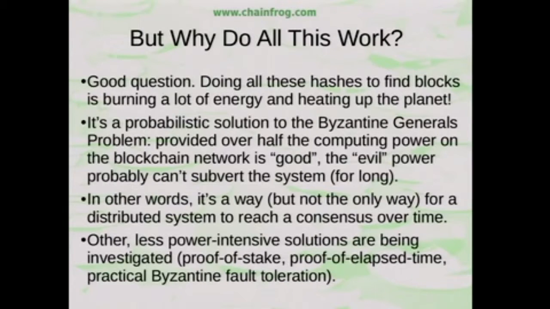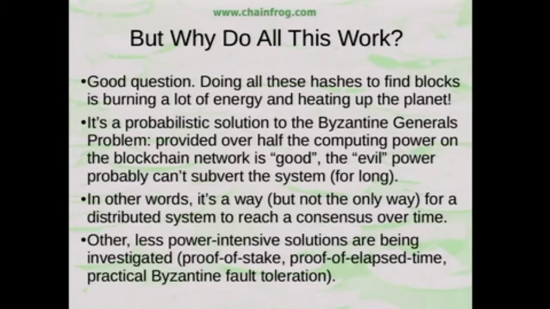And the reason is it solves a problem known as the Byzantine generals problem. Provided over half the computing power on a blockchain network is good, the evil part probably won't be able to subvert the system for long. The smaller the evil part, the less likely they are. There is still a probability that they could, but it drops off very, very rapidly. So it's a way for a distributed system to reach a consensus and to stop a small minority from messing it up for the rest.